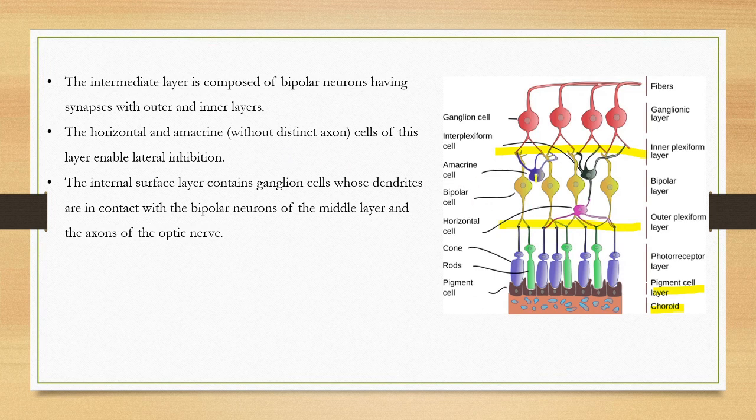Apart from that, in between there are other specialized cells called horizontal cells. Where is the horizontal cells? And here, this is the horizontal cells. This is the amacrine cells. Both are found in the middle layer, which helps in lateral inhibition.